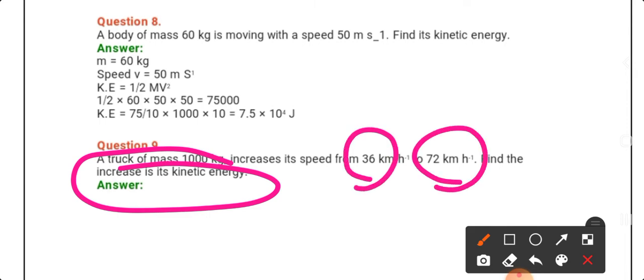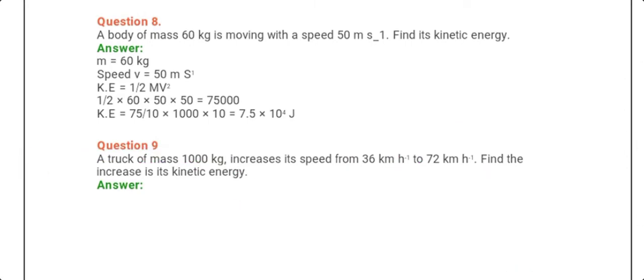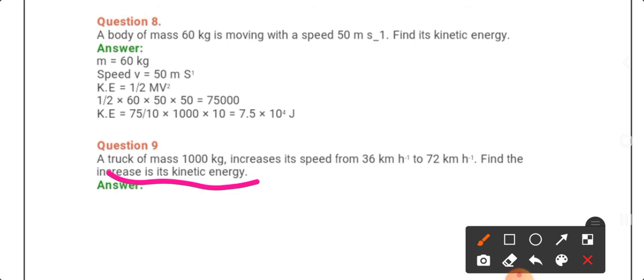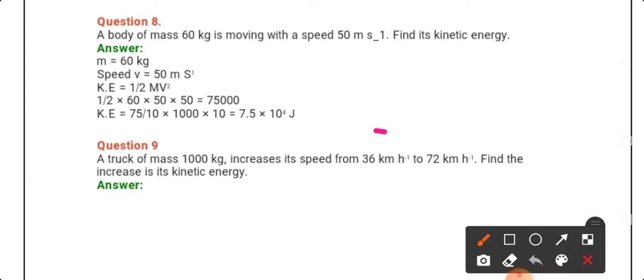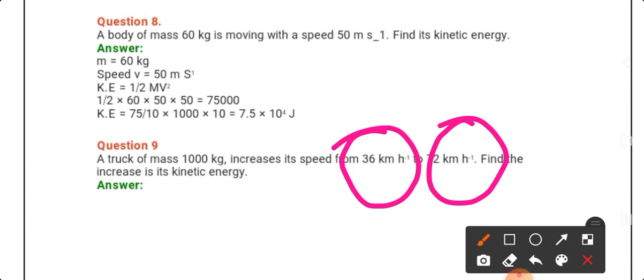Final value is there, initial value is there. So I told you, whenever you have questions like increase in values, you have to take the difference, isn't it? Now here you will have two kinetic energies, so KE1 you will find out with 30. See, one thing here, it is in kilometer per hour. You have to convert it to meter per second first. How will you convert to meter per second? Multiply it by 5 by 18, so you will get it in meter per second.